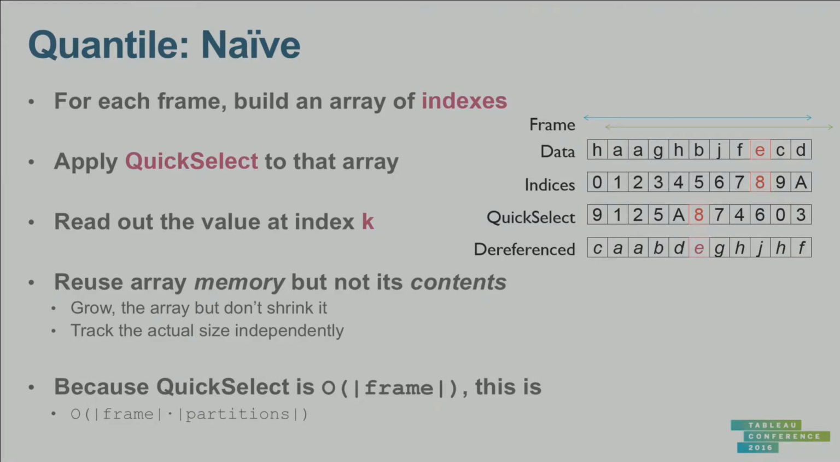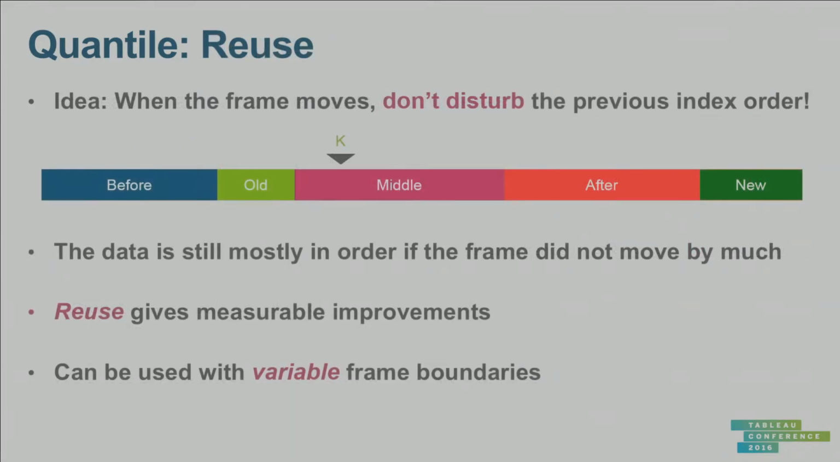And because quick select is order of the size of the frame, the complexity of this algorithm is the size of the frame times the number of partitions. So that's wrong. Sorry.